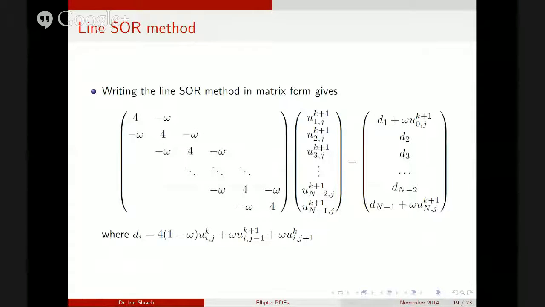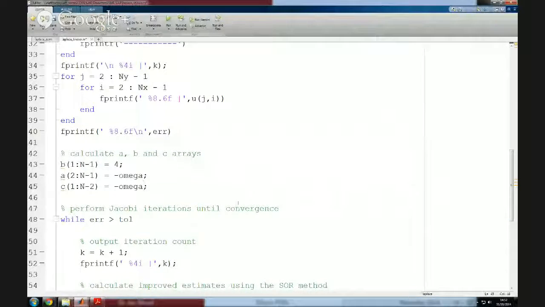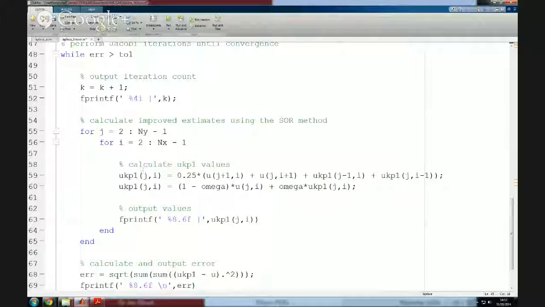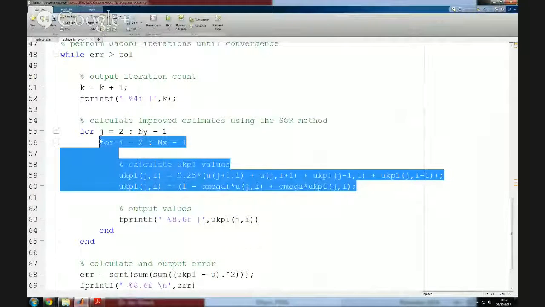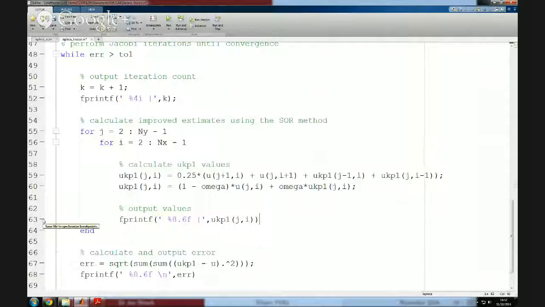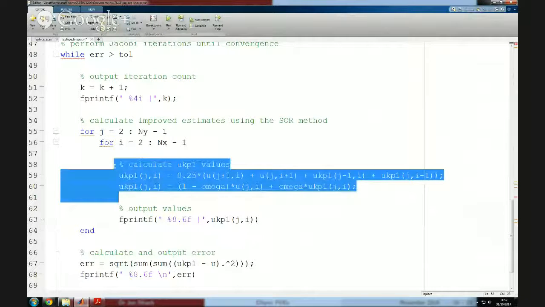The right-hand side vector is going to change. The ith term on the right-hand side is equal to this horrible thing. So we're going to have to calculate that for each element in our line SOR. If I go back to what we have here, I'm going to get rid of all of this. And do I need to output? I'm going to get rid of the inner for loop, because all we're doing with... oh no, I'm not. I'm going to tie myself up in knots here.